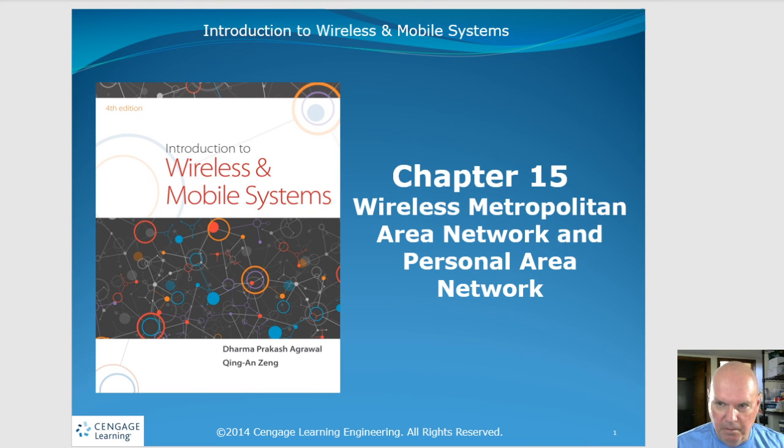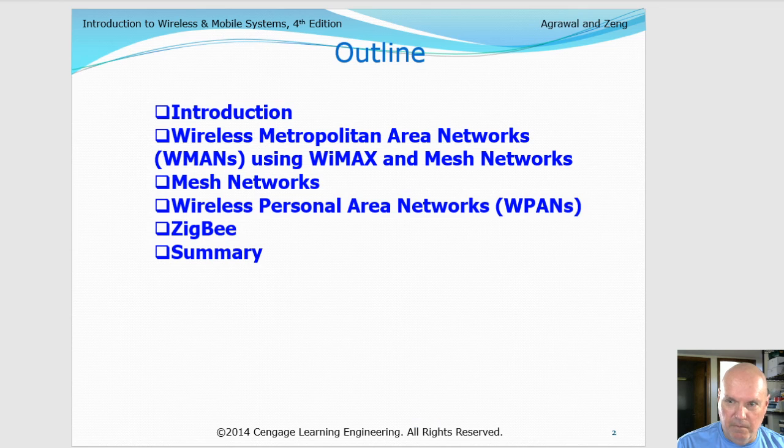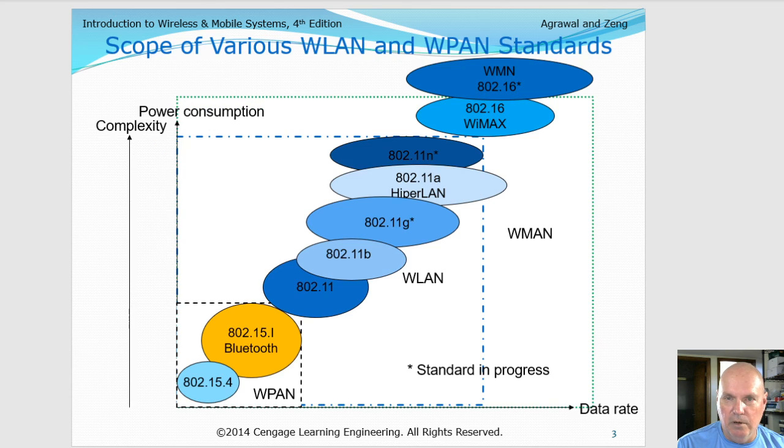Okay, Chapter 15 is titled Wireless Metropolitan Area Network and Personal Area Networks. So these are two extremes. We've talked about local area networks, and these are two extremes from very short range to very wide range. Also covered in this chapter are the Bluetooth protocol and the Zigbee networks.